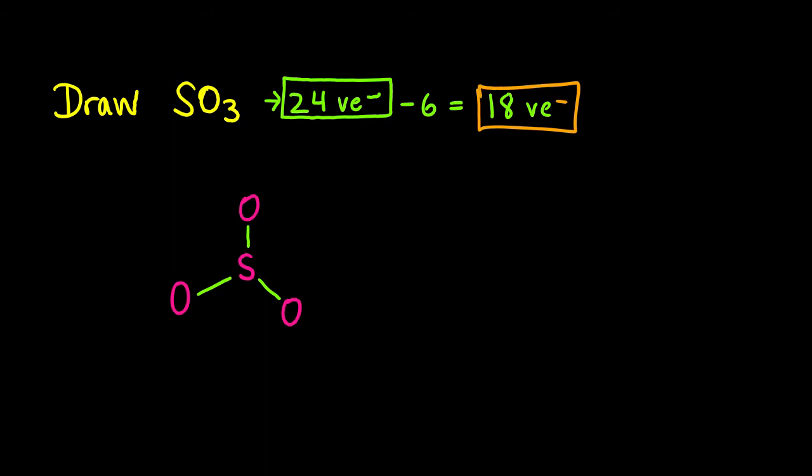If I have 18 valence electrons remaining, those go around the outside first, and they should be spread in this way. 1, 2, 3, 4, 5, 6, 7, 8, 9, 10, 11, 12, 13, 14, 15, 16, 17, 18. I have run out, and that's good. Once you run out of valence electrons, then you should look at the central atom and see if it has met its octet.